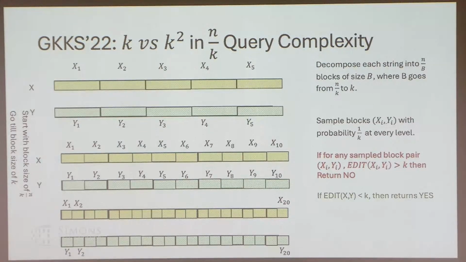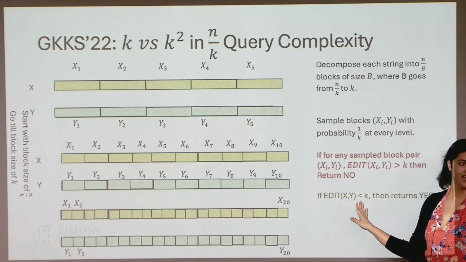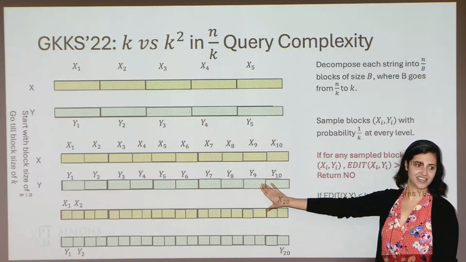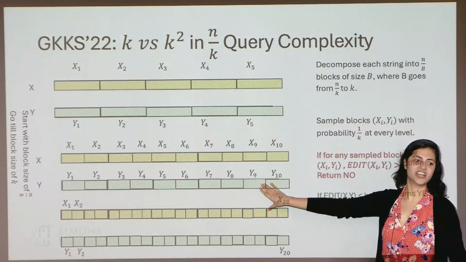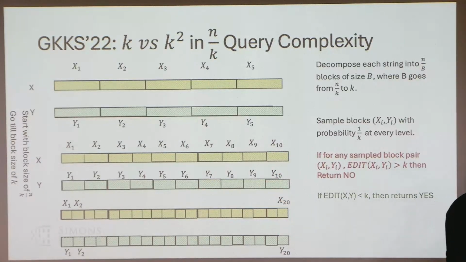First of all, it is really easy to see that if my original strings x and y had edit distance less than k, then if you look at any sample block and compare their edit distance, it has to be less than k. So you will be returning yes, because for every sample block the edit distance will be less than k, since your overall distance is less than k. So that's great.